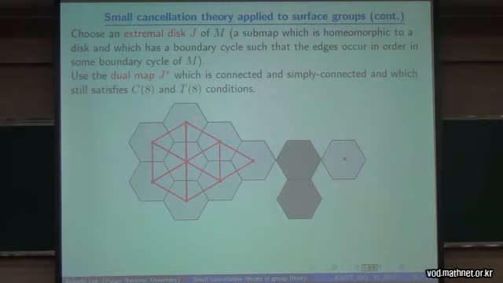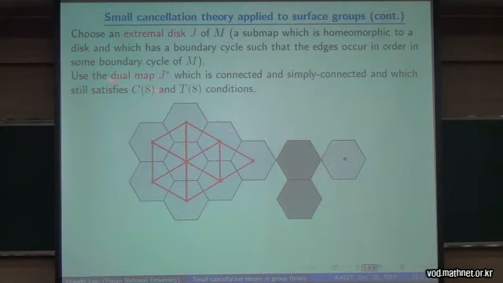So this can be an extremal disk, but the middle part cannot be an extremal disk because, see, this is a submap which is homeomorphic to a disk. That's fine. But the edges on the boundary cycle of this cannot occur in order in any boundary cycle of the whole map. So this cannot be an extremal disk. So in this case, there are two extremal disks. Just take one extremal disk, J, and still applying the inequality to J is not enough.